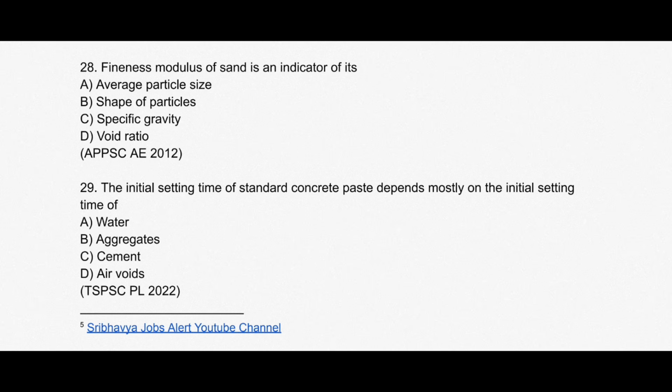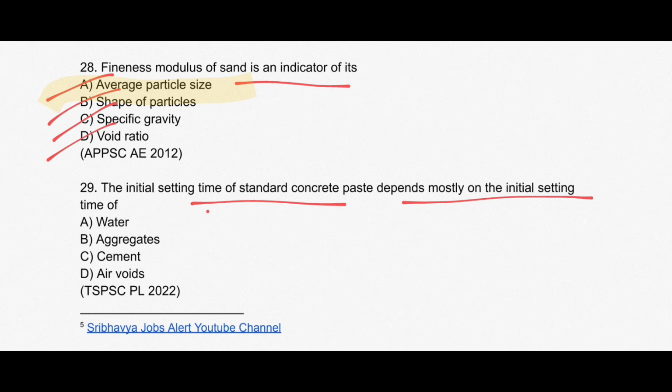28th question. Fineness modulus of sand is an indicator of its average particle size, shape of the particle, specific gravity and void ratio. What is the answer? Average particle size. 29th question. The initial setting time of the standard concrete paste depends mostly on water, aggregate, cement and air voids. So the answer is option C, it depends on cement. What does the initial setting time depend on? It depends on cement.